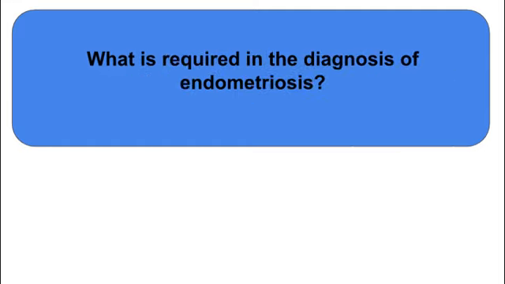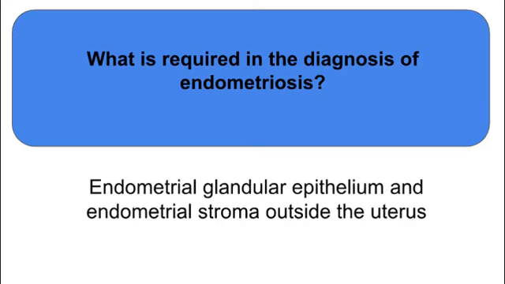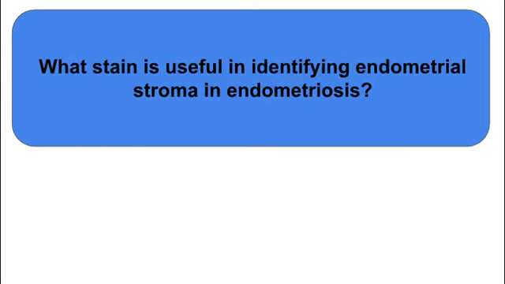What is required in the diagnosis of endometriosis? Endometrial glandular epithelium and endometrial stroma outside the uterus. Blood and hemosiderin-laden macrophages can be suspicious for a diagnosis of endometriosis, but a definitive diagnosis requires endometrial glands and stroma. What stain is useful in identifying endometrial stroma in endometriosis?